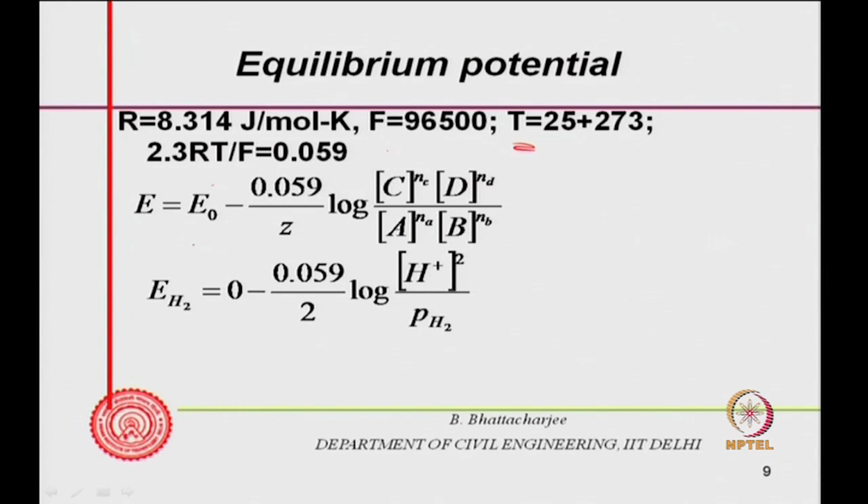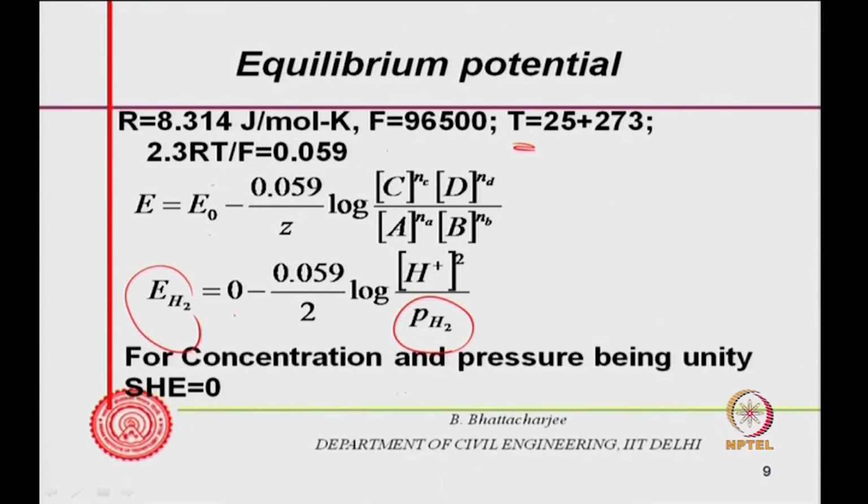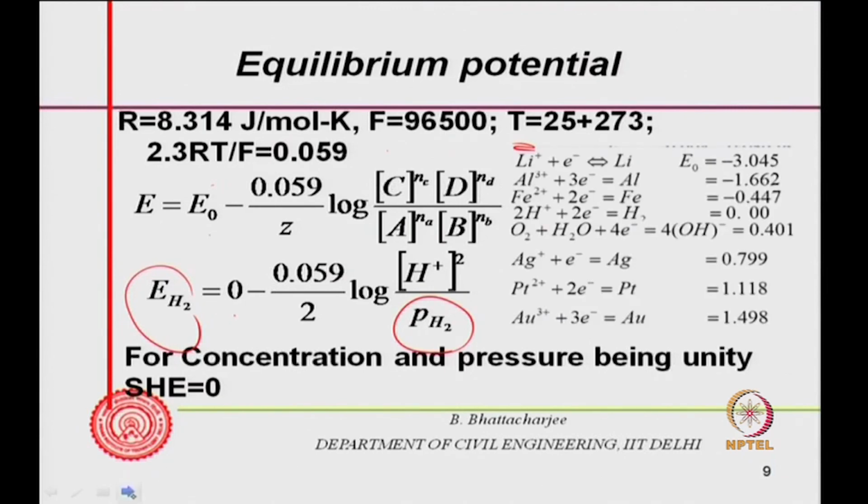And for hydrogen, of course, in the case of hydrogen we can write this, because we know for hydrogen E0 is 0, because we take it to be 0 under standard condition, that is 1 atmosphere, unit concentration and so on and so forth. And for any other hydrogen ion concentration, the electrode potential will be given by this, where this is the hydrogen ion concentration and this is the pressure, or related to activity. So, for concentration or pressure being unity, this will be 0. For various other reactions, these values are available.